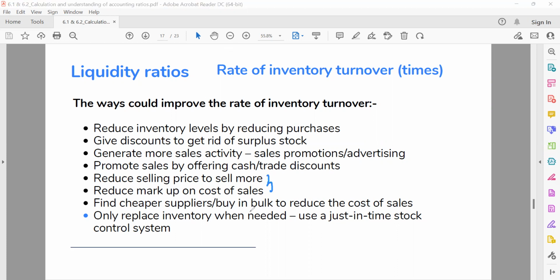Find a cheaper supplier, or buy in bulk to reduce the cost of sales, because the formula is cost of sales over the average inventory. Only replace inventory when needed. Use a just-in-time stock control system. This just-in-time system is a control system for the inventory, which is integrated with different departments. This is only for big organizations that will do it.